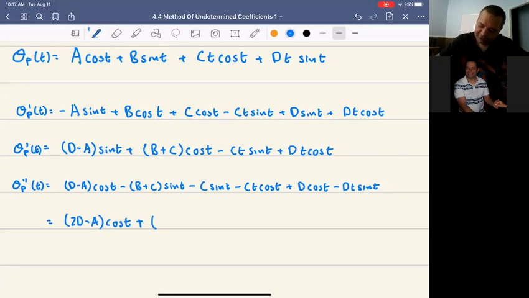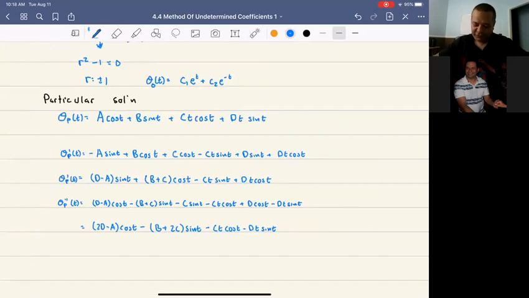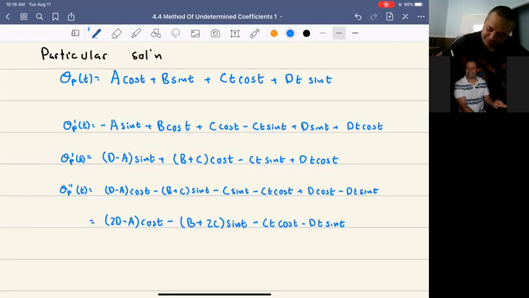So that's going to be minus b plus 2c sine of t. I'm just going to check that I have the signs right. So there's a minus b, minus c, minus 2c. Perfect. Okay. Now the t's. So we've got minus ct cosine t minus dt sine of t. Okay. So there's our theta p double prime.